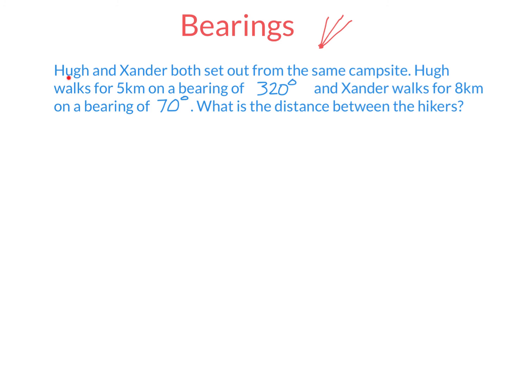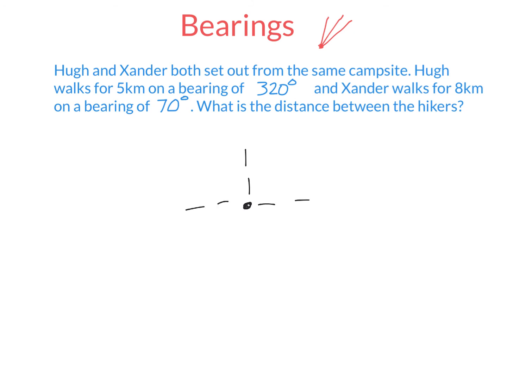So let's have a look at this question. Hugh and Xander both set out from the same point, same campsite. Hugh walks 5 kilometers on this bearing, Xander 8 kilometers on this bearing. We're going to find the distance between them. So let this be the campsite. If we're not given a diagram, we should always draw one.